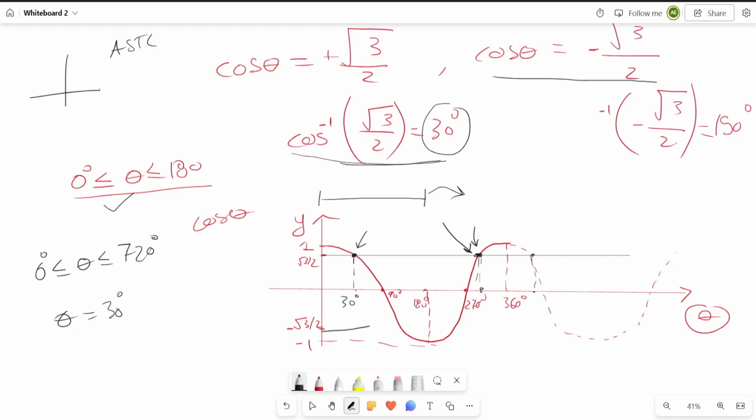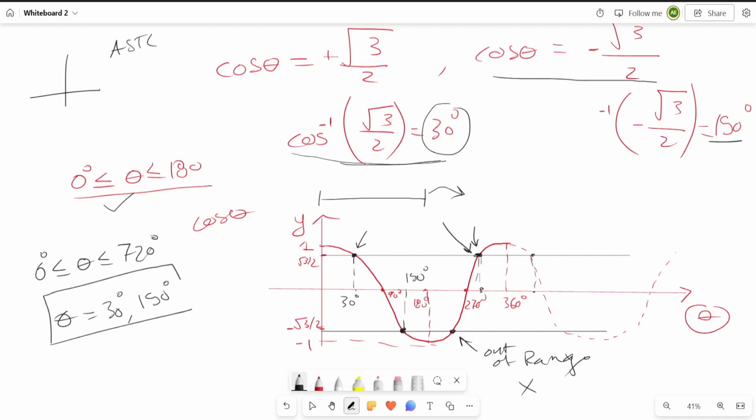And for the second part, the second equation, because remember we had two equations, cos theta equals negative root 3 over 2. For this one, I will extend this line. I will find that it touches on this point and on this point. However, this point is out of range, so I will not include it in my answer. So it's only this point, and when we calculated it, we found that it was 150 degrees. So our answers are 30 degrees and 150 degrees. These are the answers for this question.